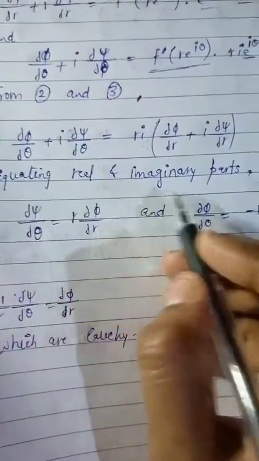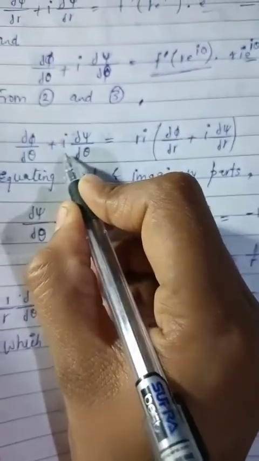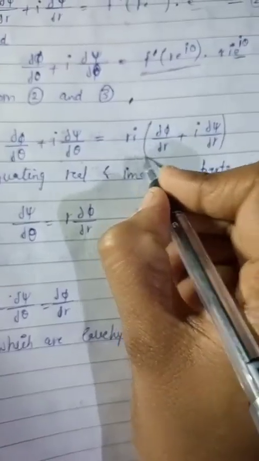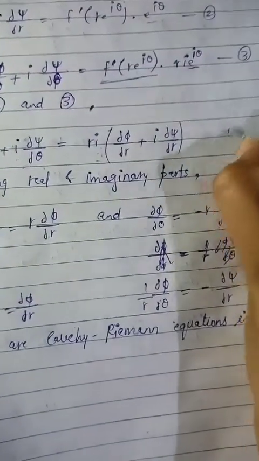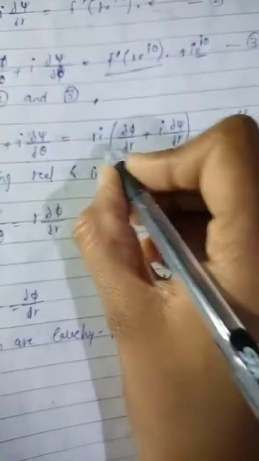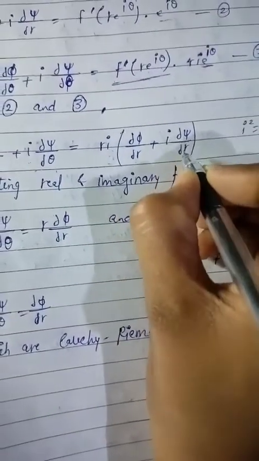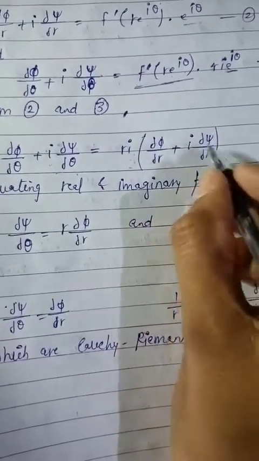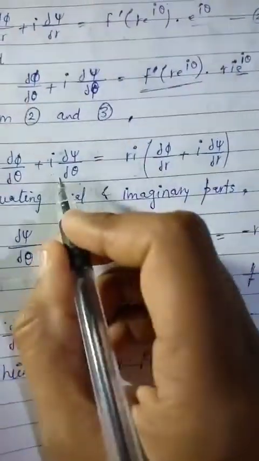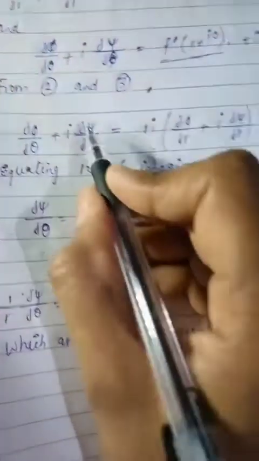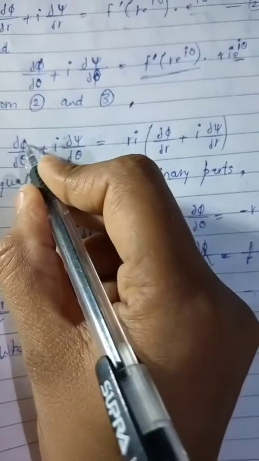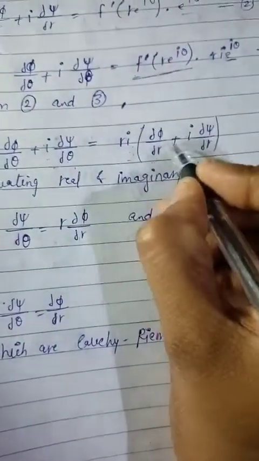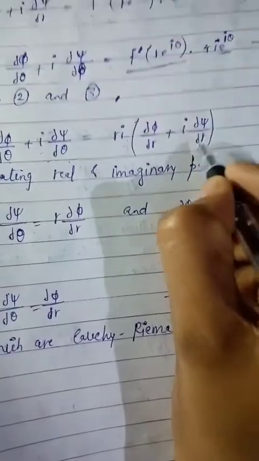Now equating real and imaginary parts, this is imaginary part, and this one is imaginary part, because i into i is i square, and i square is equal to -1. So this will become minus r del psi by del r. So this became now real term, and this is real term. So we'll equate real term to real term and imaginary to imaginary. So del psi by del theta is equal to r into del phi by del r, and del phi by del theta is equal to minus of r into del psi by del r.